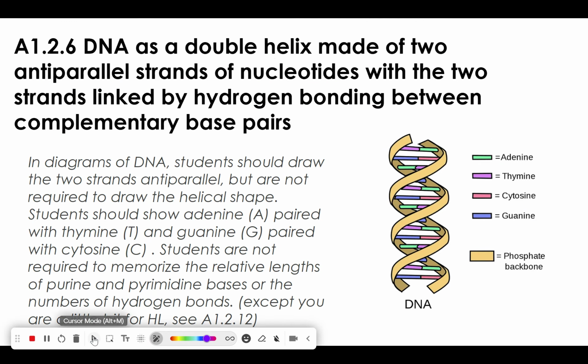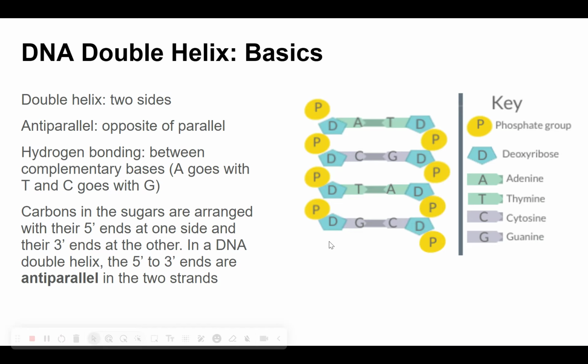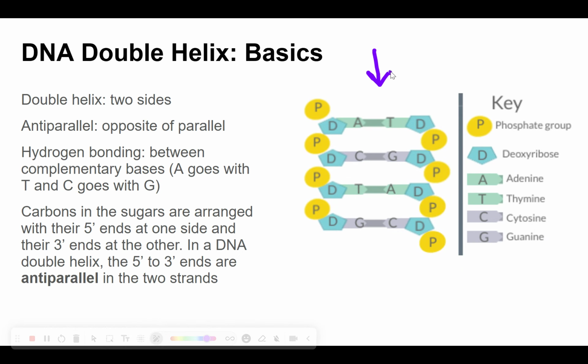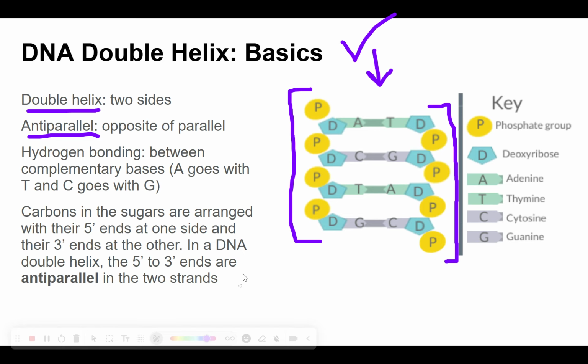But let's look at the basics of this double helix and explain this anti-parallel thing. So a non-helical DNA drawing could look a lot like this. The double helix means you're showing that there are two sides. Anti-parallel is obviously the opposite of parallel, and it has to do with the direction that the sugar phosphate sides are facing. If you look at these molecules, the little phosphate groups are on different sides, depending on whether you're looking at the left-hand or the right-hand part of the picture.